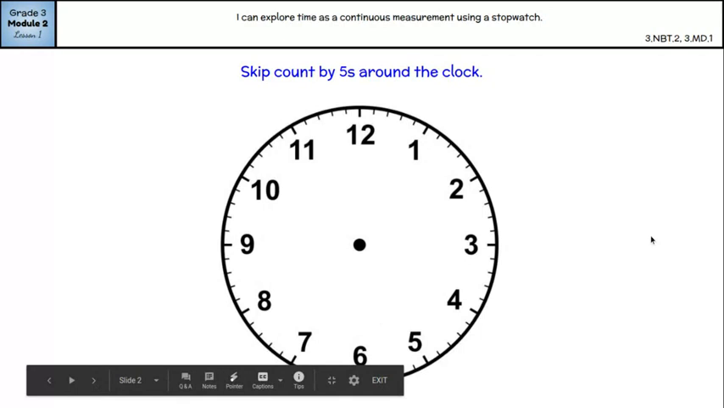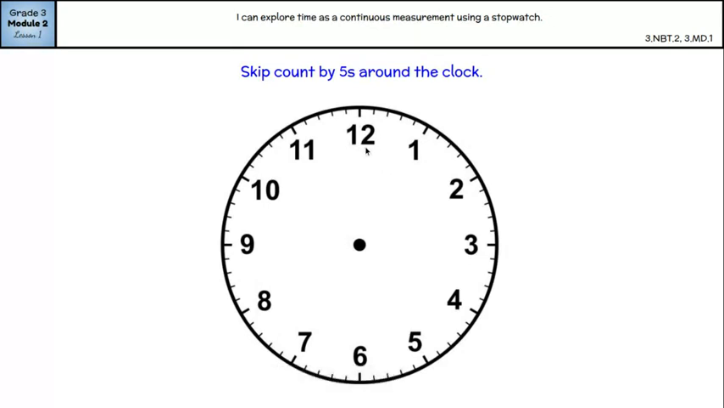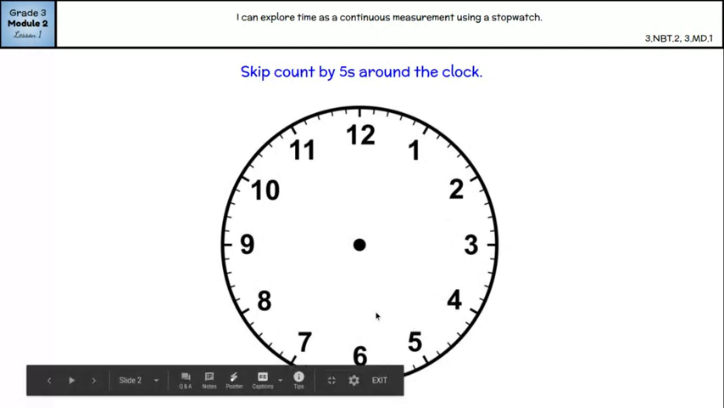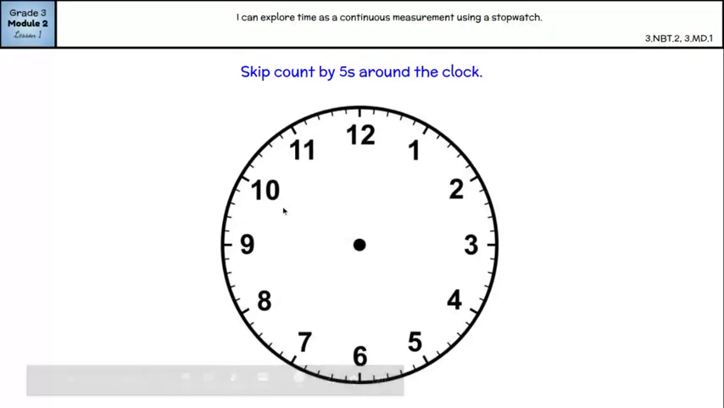Okay, let's practice by skip counting by fives around the clock. So when we look at the 12, we think of o'clock, okay? As we move past the 12, we're counting by fives. So I think of this as o'clock, 5, 10, 15, 20, 25, 30, 35, 40, 45, 50, 55, and 60 minutes is 1 hour. So that's where we stop. Okay, I'm going to ask you to pause your screen and practice on your own.